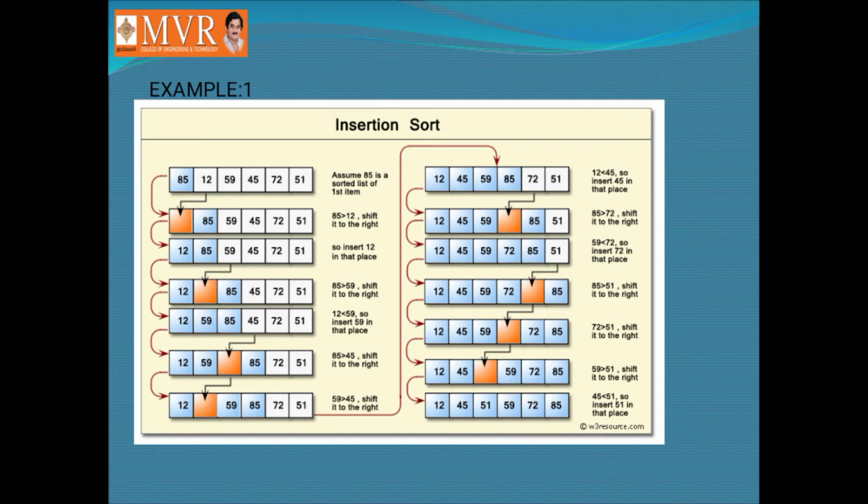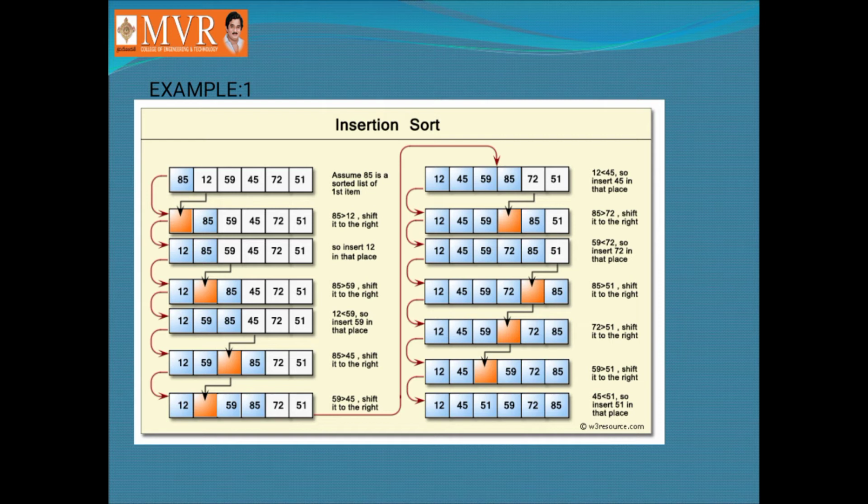Now in the next step, I compare 85 with the next position element, that is, 85 is compared with 45. After comparing 85 with 45, 45 is smaller than 85. So it should be in the front position and 85 should be moved back. So swapping is performed. And after that my list becomes 12, 59, 45, 85, 72 and 51.